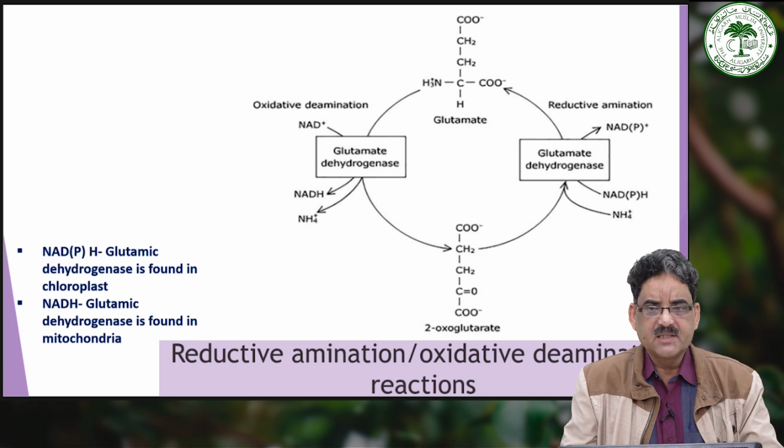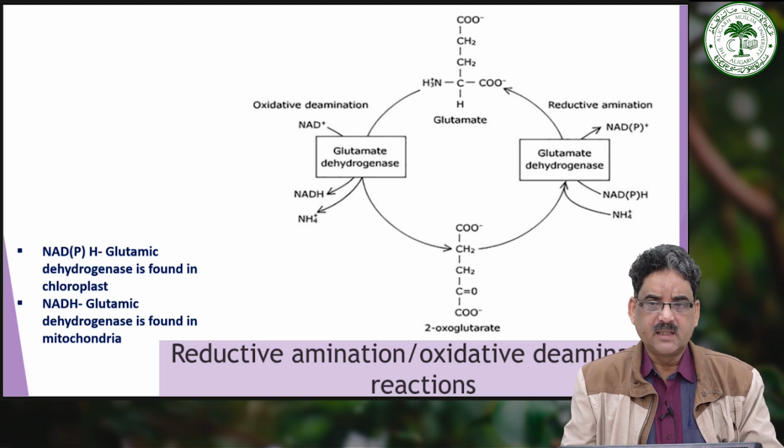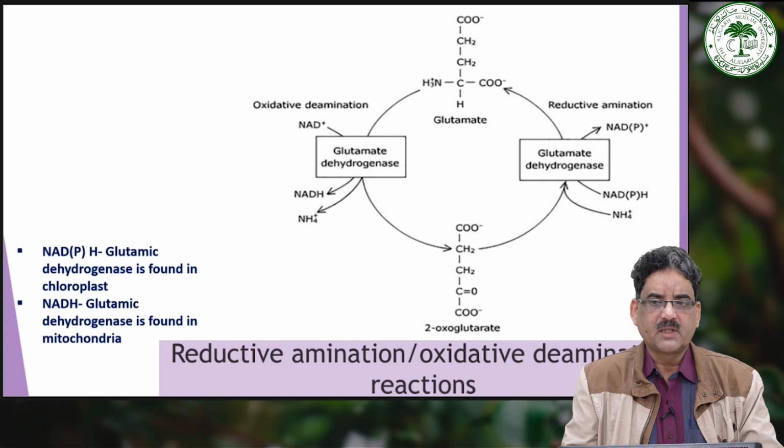Moreover, GDH could potentially play a role in assimilating increased amounts of ammonium ions, especially those generated from photorespiration within the mitochondria. The activity of GDH tends to rise in the presence of elevated ammonium concentrations, suggesting a potential function in detoxification.